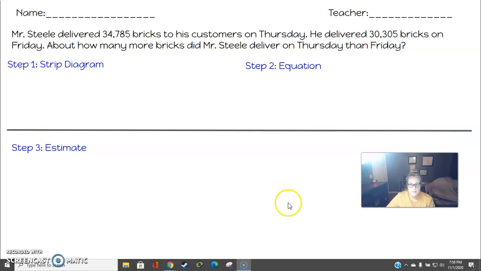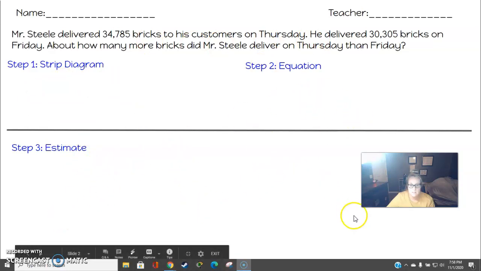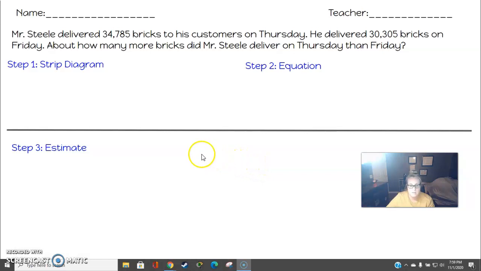This is what your page is going to look like. So at the top, you're going to put your name, and you're going to put your teacher so I know who to give the paper back to. You're going to read the word problem, you're going to do your strip diagram, your equation, and then I gave you a lot of space for you to do your estimation. You can use the number lines to help you if you want to show me that visual. If you already know how to do it, then that's fine, but make sure you show all of your work so I can see how you are doing your problem.